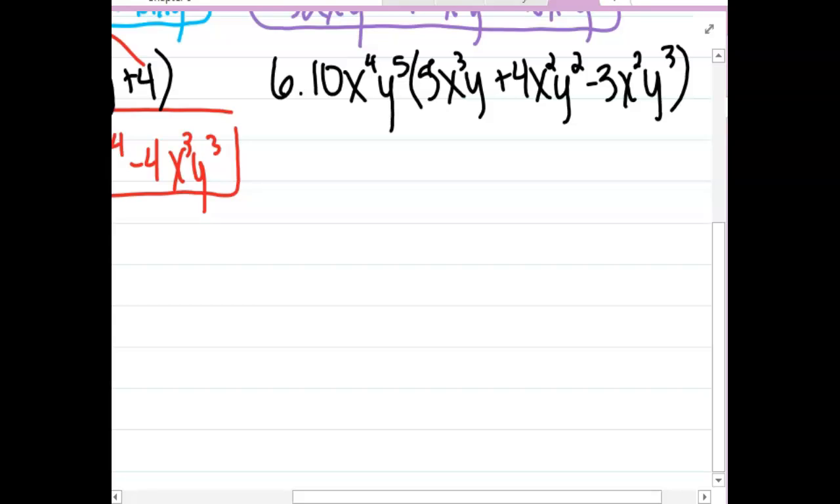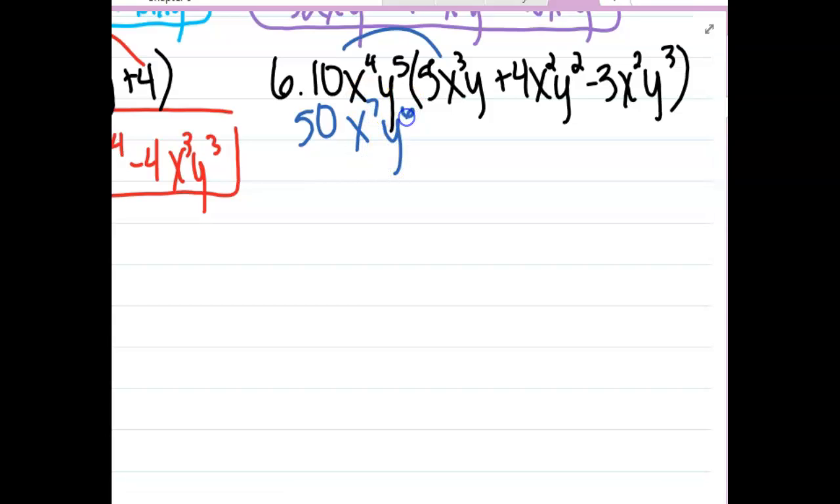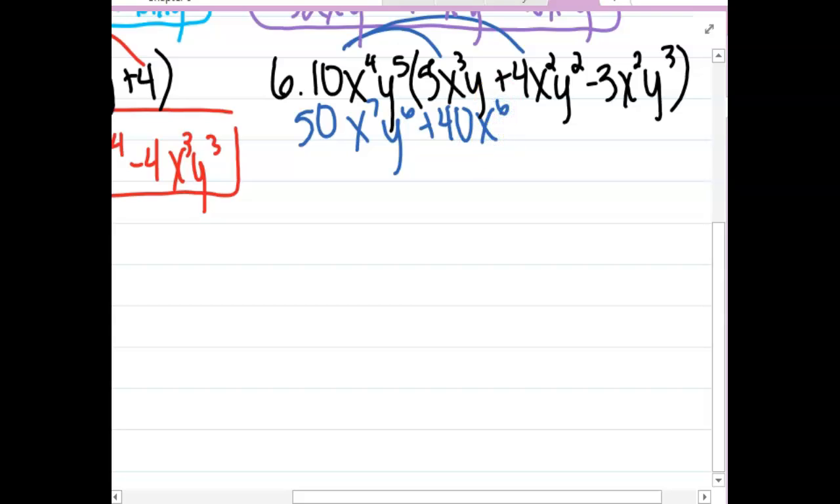So you really have to take this one slowly. So 10 times 5 would be 50. X to the 4th times x cubed should be x to the 7th. Y to the 5th times y would be y to the 6th. Okay, for the second term, 10 times 4 would be 40. X to the 4th times x squared would be x to the 6th.